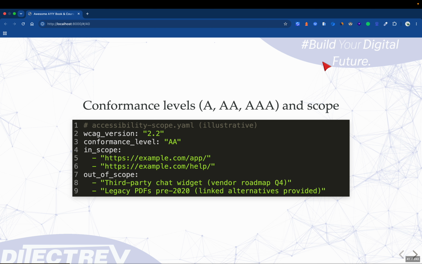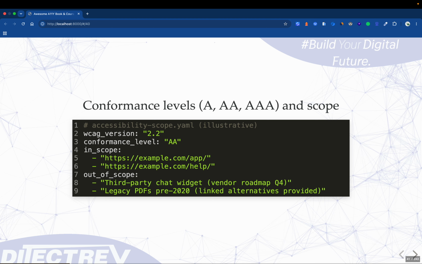Most organizational policies and regulations that reference WCAG target level AA for web content because it balances reach and what is feasible from a technical point of view, also in terms of how much effort and budget you need to put in to achieve the AAA level. Level A alone leaves important gaps. For example, several contrast and timing requirements appear only at level AA.